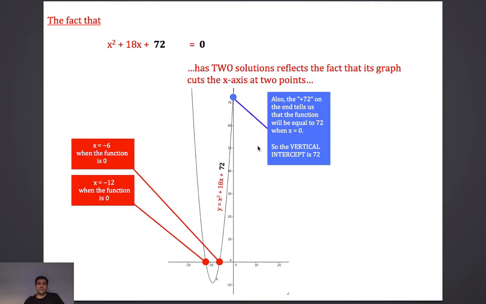Also, I've made a little point here that it cuts the y-axis at 72, and that makes sense because when it cuts the y-axis, x is 0, and when x is 0, these terms are 0, so you just get the 72 there. So the fact that it cuts vertically at 72 is also related to the numbers in the original function.